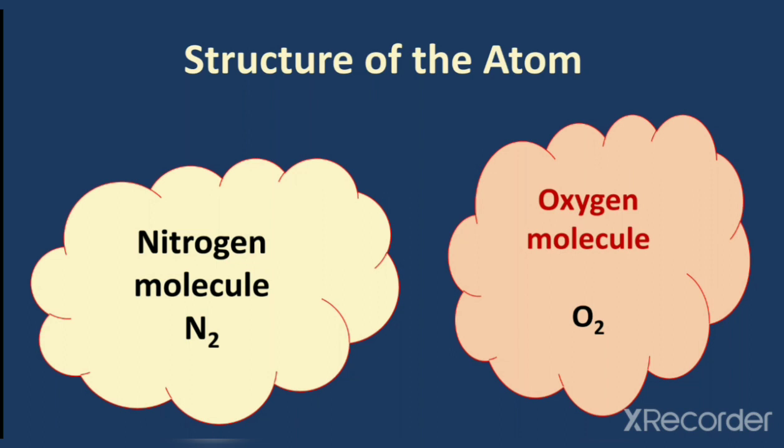What is one molecule of oxygen made up of? Two atoms of oxygen. What is one molecule of nitrogen made up of? Two atoms of nitrogen. So what makes the atom of oxygen different from that of nitrogen? Or in what way is the atom of oxygen different from that of nitrogen?